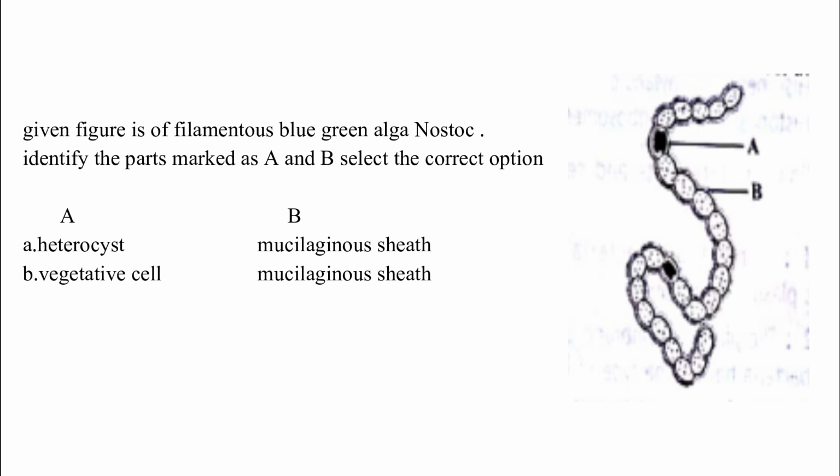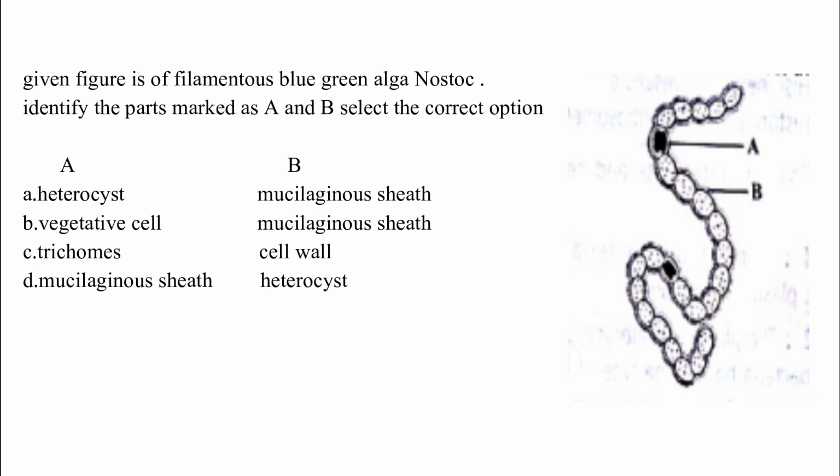Given figure is of filamentous blue-green alga, Nostoc. Identify the parts marked as A and B. Select the correct option. Option A, heterocyst, mucilaginous sheath. Option B, vegetative cell, mucilaginous sheath. Option C, trichome, cell wall. Option D, mucilaginous sheath and heterocyst. The correct answer is option A, which is heterocyst and mucilaginous sheath.